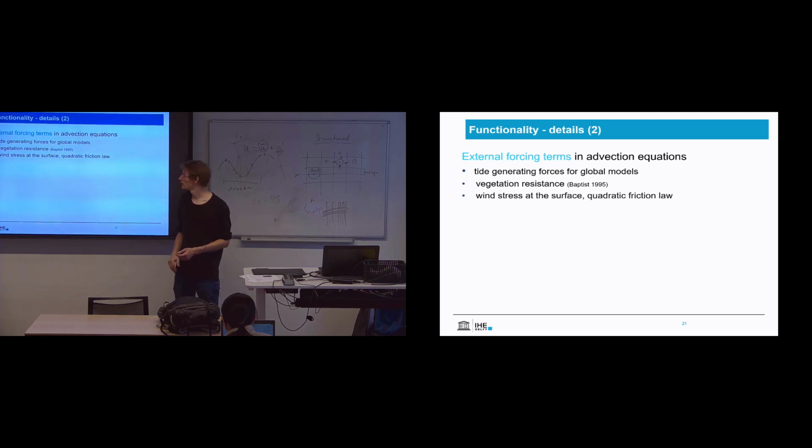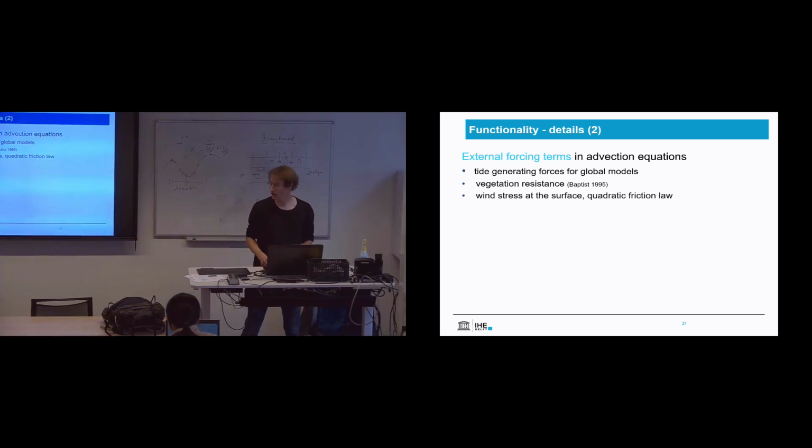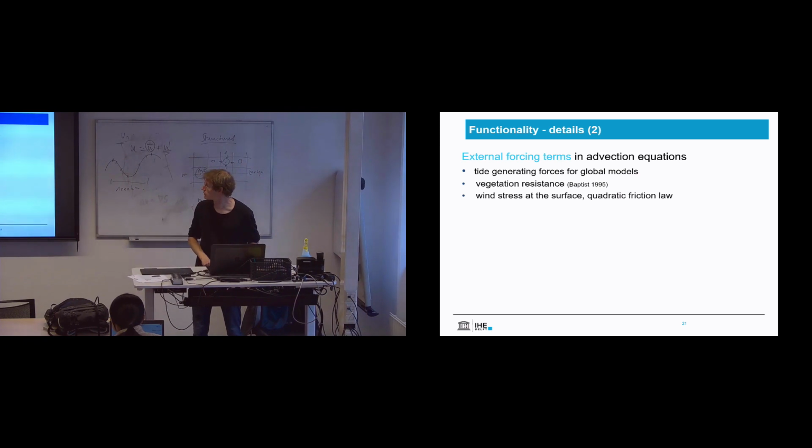Right. So this is possible with flexible mesh. It's impossible with the Delft3D format. So you can make a hydrodynamic model covering the entire world with a seamless grid, basically. So it goes 360 degrees around. Another example is vegetation resistance, and I will not go deeper into that because you will have a lecture on that tomorrow. I just put it in as an extra.